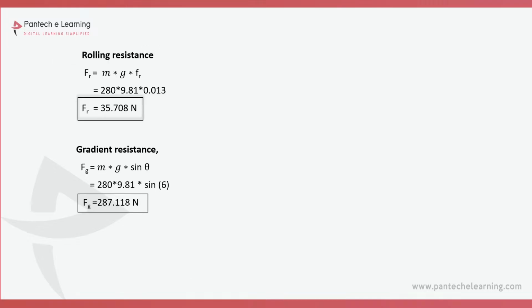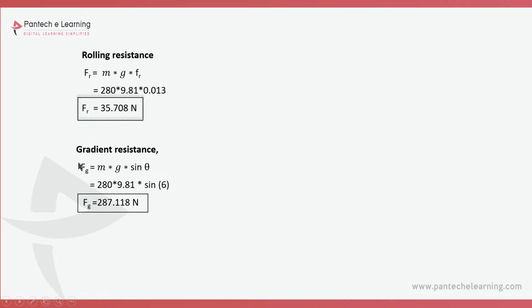Next is rolling resistance. Rolling resistance is M into G into FR. Here M is 280, the mass of the vehicle, G is 9.81, and FR is 0.013. When we simplify, I get 35 Newton. So this is the required force to overcome rolling resistance: 35 Newton is required to move your vehicle from 0 to some speed.